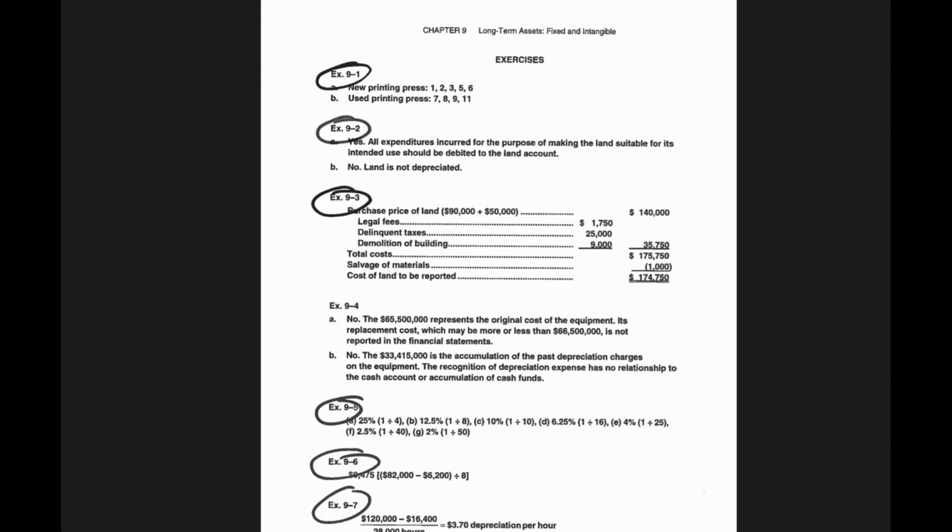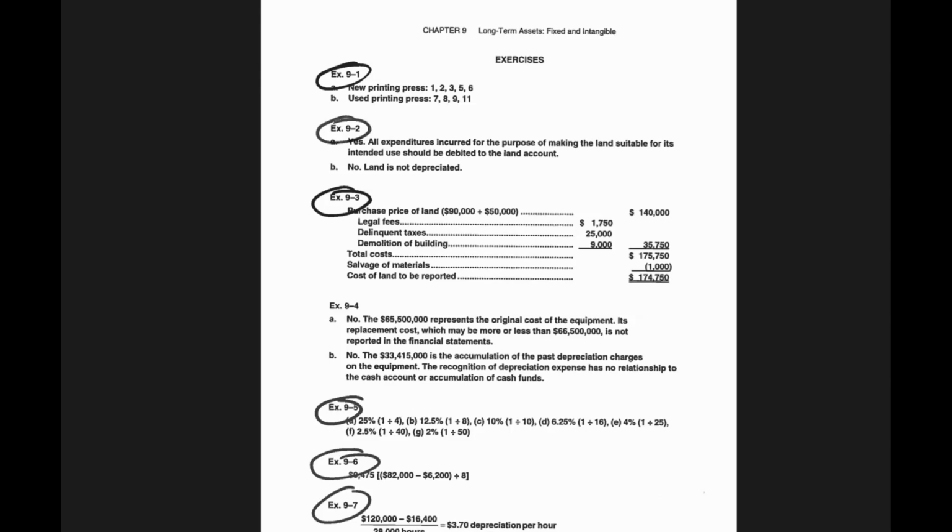Okay, we are going to start Chapter 9, Long-Term Assets. The first one is exercise number 1, and it just reads here, Costs of Acquiring Fixed Assets. So what we're looking at here is a list of items, and do we or do we not consider it to be a part of the cost of that printing press?